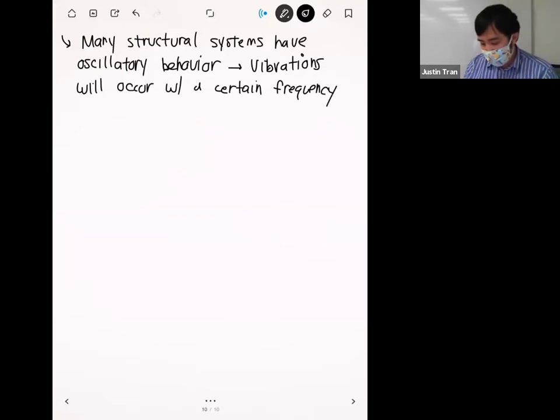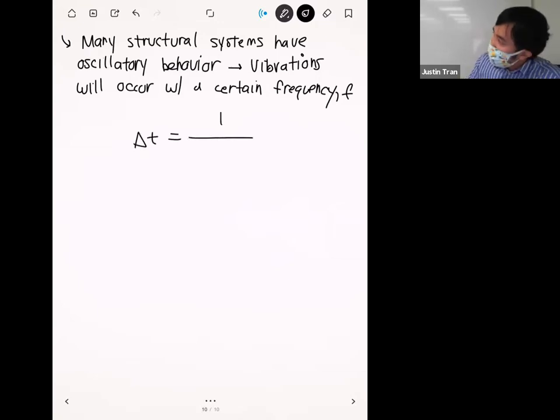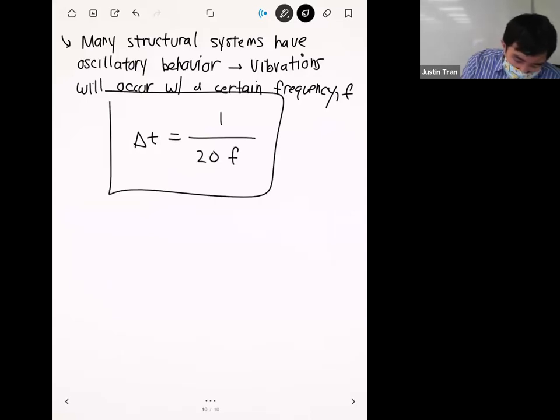Okay. And so let's call this frequency f. And so let's say that you can determine it. Okay. And you'll see that f is actually not that hard to determine because a lot of times you can just set it to be the natural frequency for your system, which we can find out very easily with ANSYS. Okay. And so the time step size that you should set, given that you have some knowledge of the frequency of your response. One good rule of thumb is 1 divided by 20 times the frequency, and that's a good starting point for your time step size.